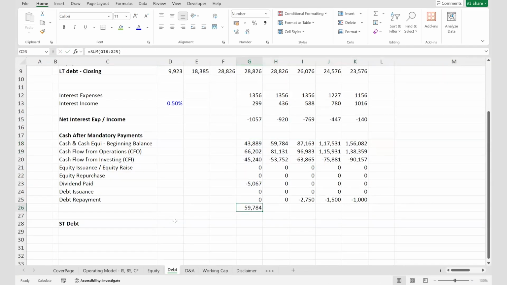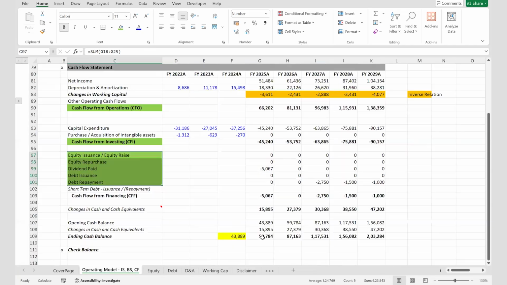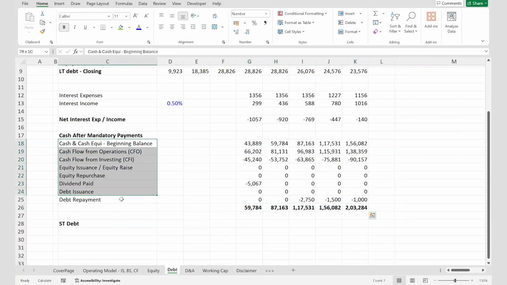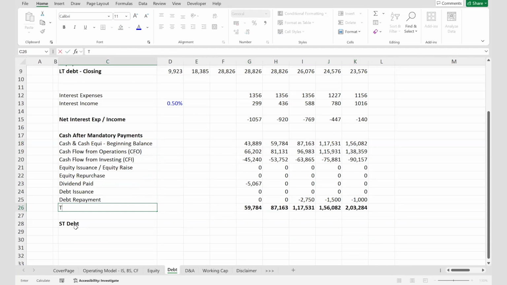So everything has now come. You'll check the total. This is nothing but your cash only, like 59, 87, 117, 156, and 203. You can check it from here. So this is the total cash balance that you have brought here, but you have given a breakdown of that total cash. Can we say that it is after mandatory payments?